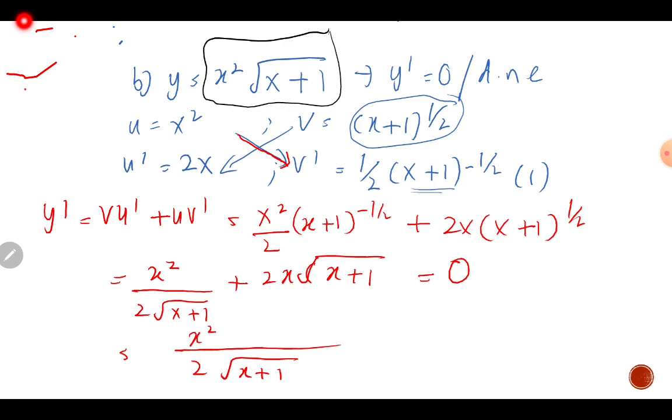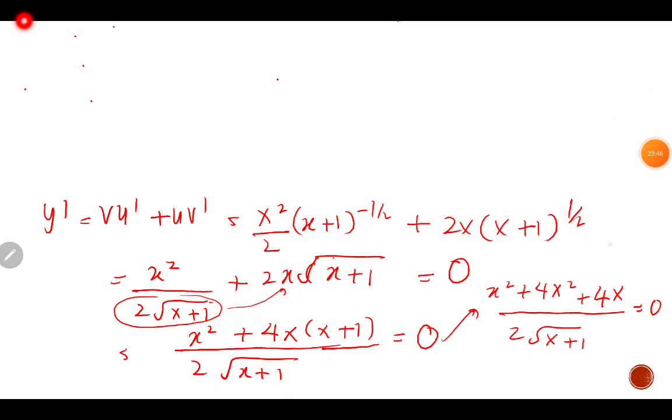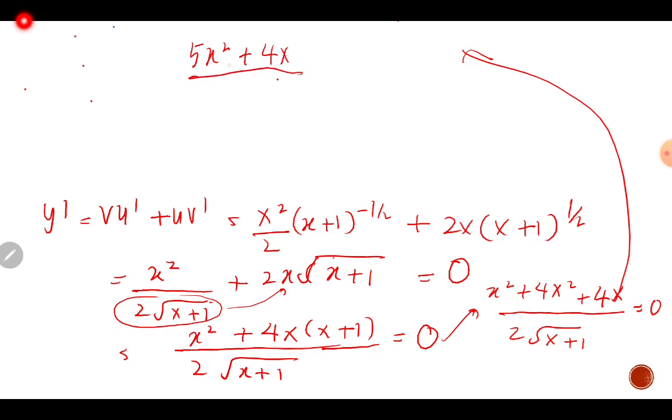Okay, so we have here x square, ni 2 ni darab kat sini lah. Okay, kena darab kat sini. So dia jadi tambah dengan 4x square root x plus 1 darab dengan square root x plus 1, dia dah tak ada square root tu lah. Sama dengan kosong. Alright, so in this case kita akan dapat x square tambah 4x square tambah 4x over 2 square root of x plus 1 sama dengan kosong. Okay. So, bawa ke depan ni, maknanya dia adalah 5x square tambah 4x over 2 square root x tambah 1 sama dengan kosong. Okay, so this is important for you to understand.